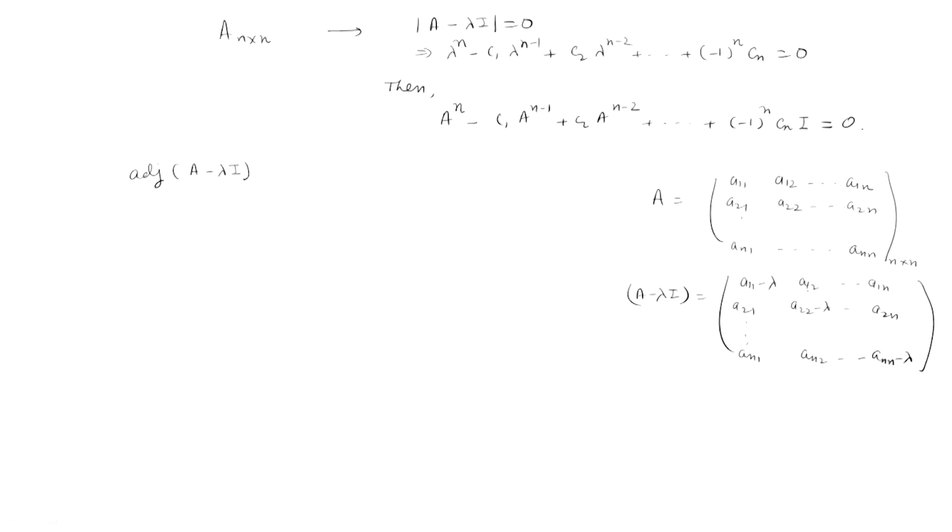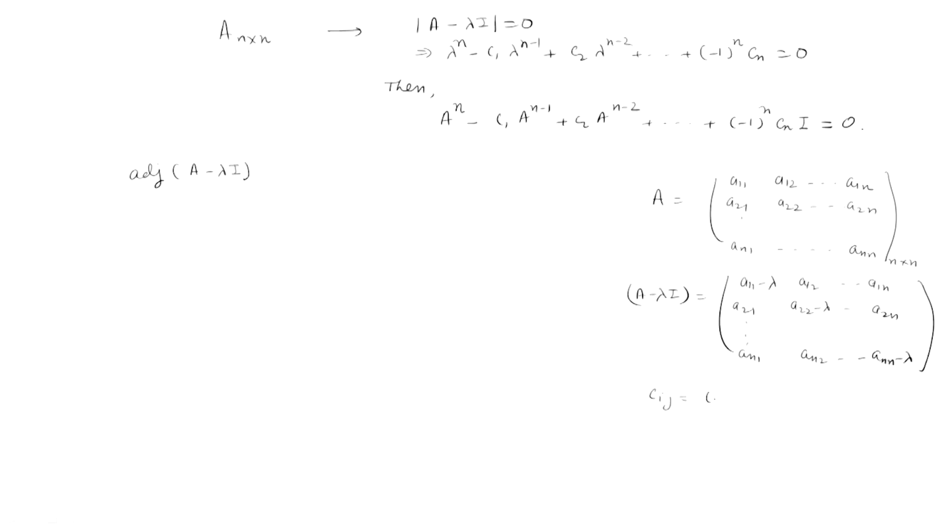Similarly, if you want to find the cofactor of the A12 element, for example, then you leave this column and this row, and the determinant of the remaining matrix will be the cofactor of that particular element. Of course, the cofactor Cij is minus 1 raised to power i plus j times the minor of Aij, which we already know.